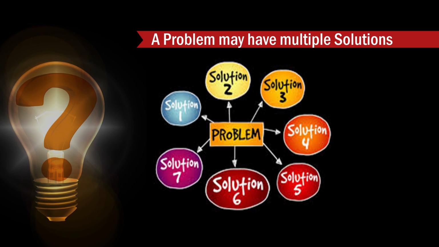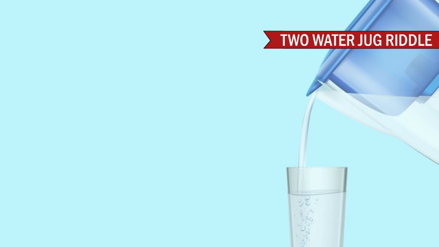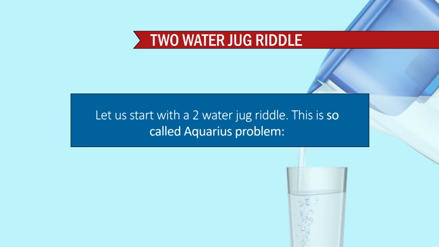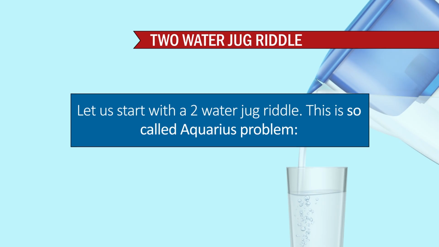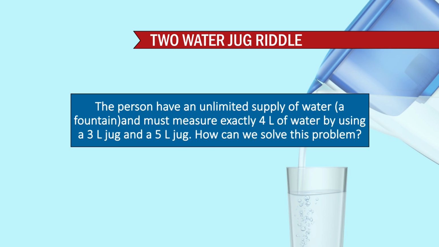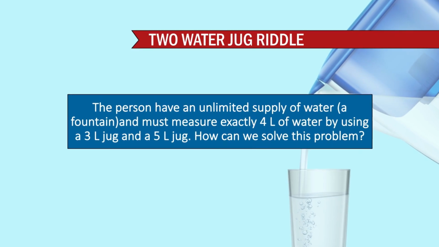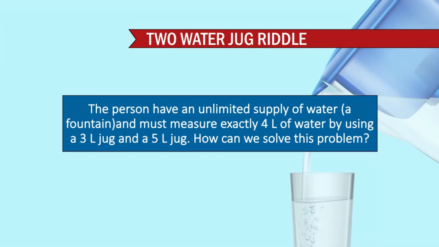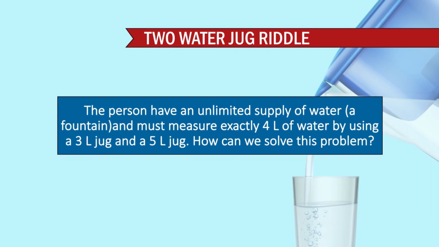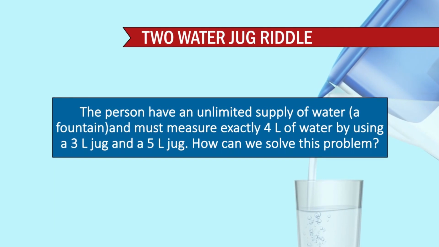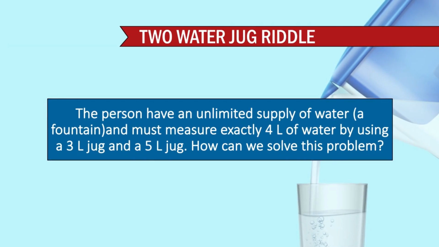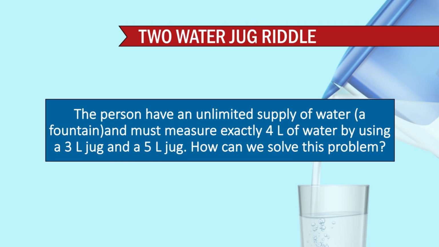Now, let me cite a simple example. Say you have two water jugs. This is a well-known problem known as the two water jug riddle, where a person has an unlimited supply of water, maybe a fountain or river or whatever, and he or she is required to have exactly 4 liters of water, but the person does not have any measurement instrument, and there are only 2 jugs. One has a capacity of 3 liters and the other a capacity of 5 liters. Now, how to solve the problem?